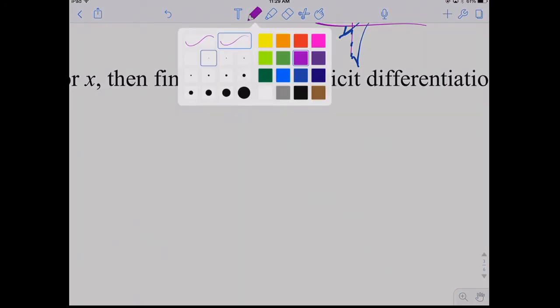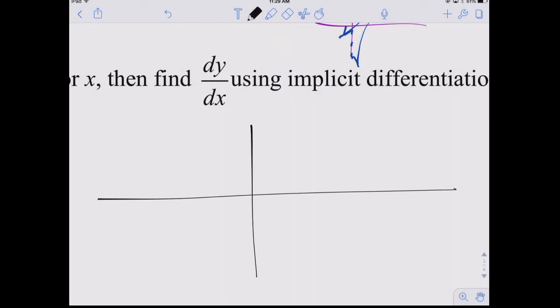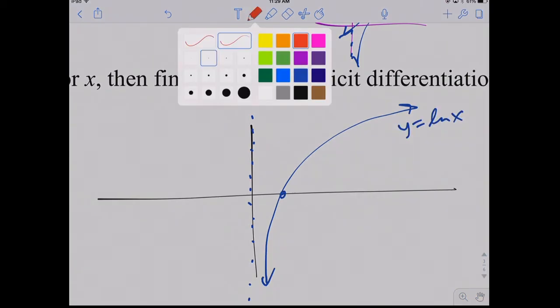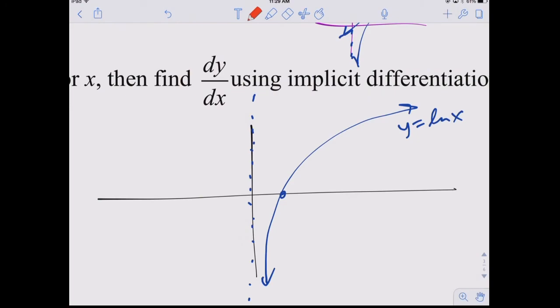Let's see if we could figure out why graphically that works. If I graph the natural log of x in blue, this is y equals the natural log of x. Let's see if I can sketch its derivative, not knowing what it is, on the same coordinate plane. As I come in from the left, right next to the vertical asymptote, my slope is a really big positive number, yes?